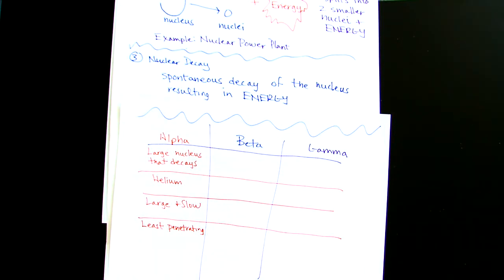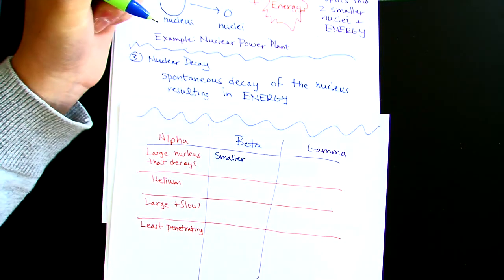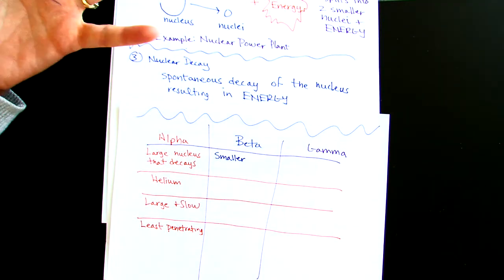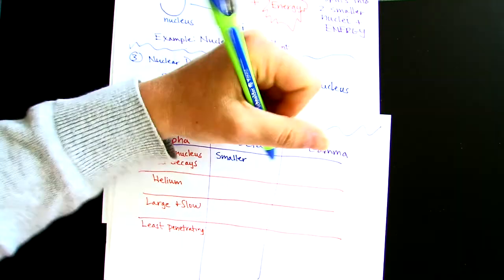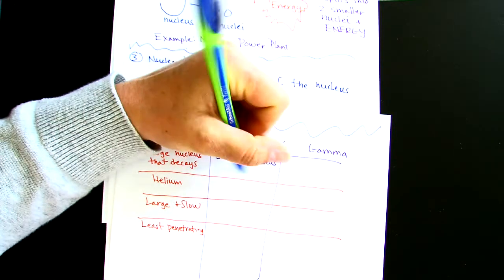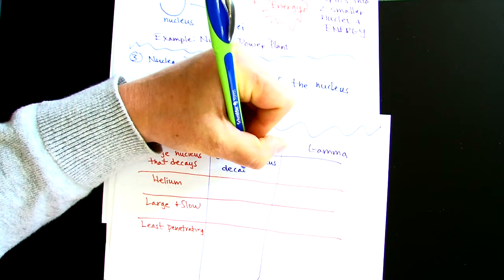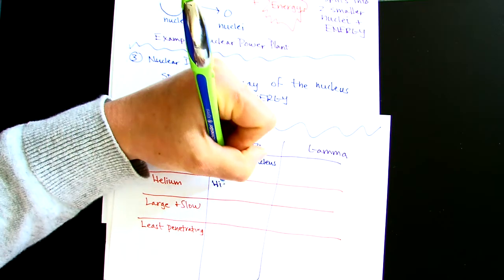Beta decay is when a smaller nucleus decays. So for instance, carbon-14 decays naturally, but carbon is kind of a smaller atom. And so it's when a smaller nucleus decays. And it is a high-speed electron.